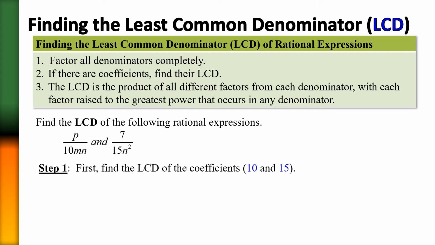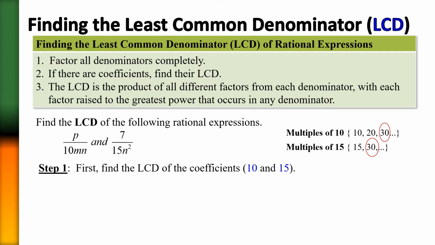So that means I have to go into the 10 times tables and into the 15 times tables to find the smallest number that they have in common. And that number is 30. And so 30 would be our LCD. It's also going to include some variables, because if you look behind the coefficients, they have variables. We have two variables here. We have an m and we have an n.